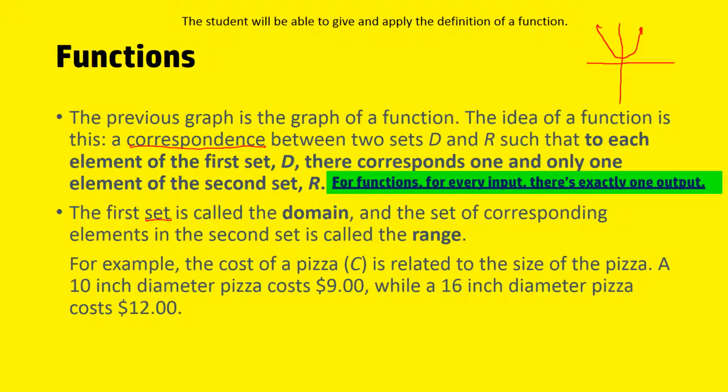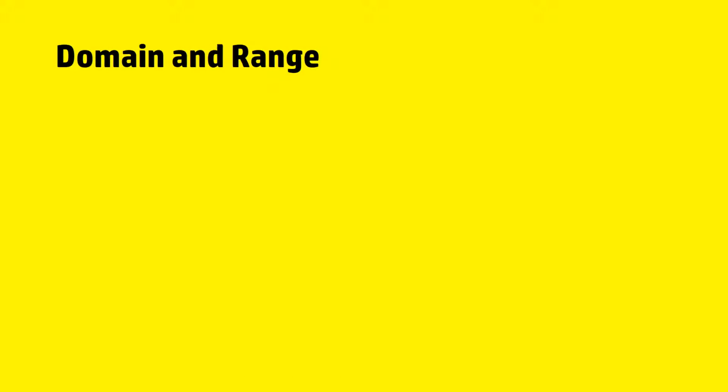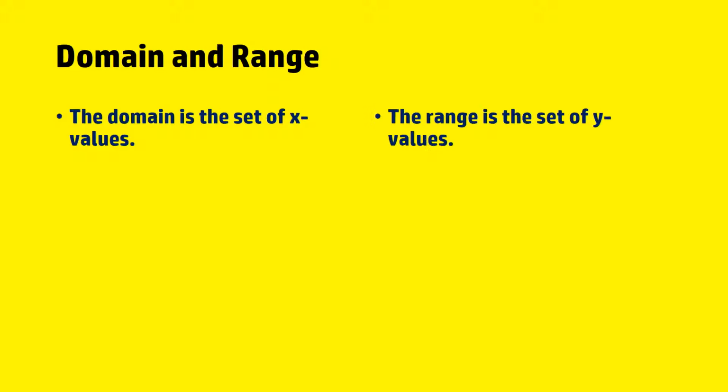For example, you could have a pizza function. Cost of a pizza C is related to the size of the pizza. A 10-inch diameter pizza costs $9, while a 16-inch diameter pizza costs $12. So C could be 9 or 12, and it's a function of the size of the pizza. The domain is the set of x values. The range is the set of y values.